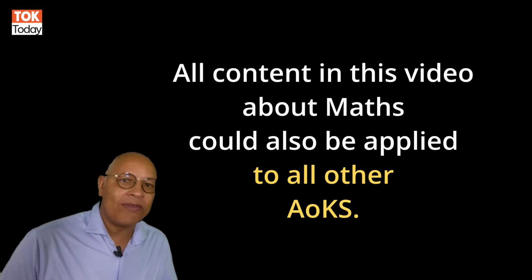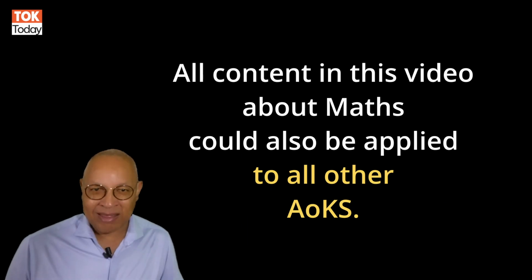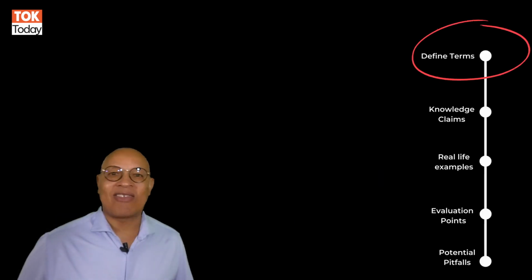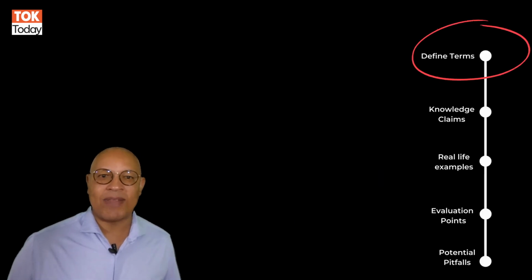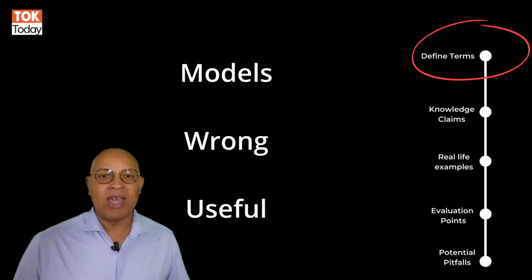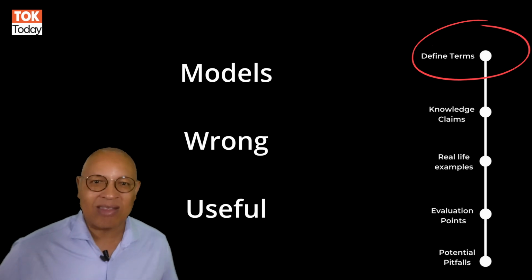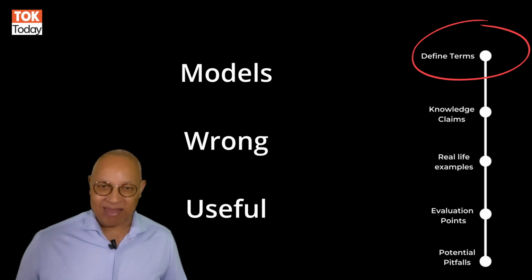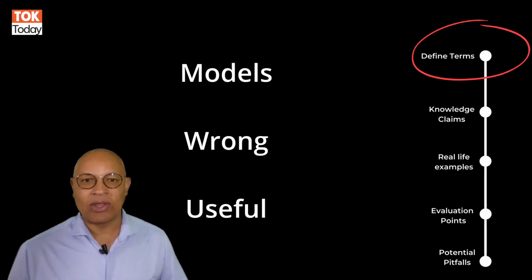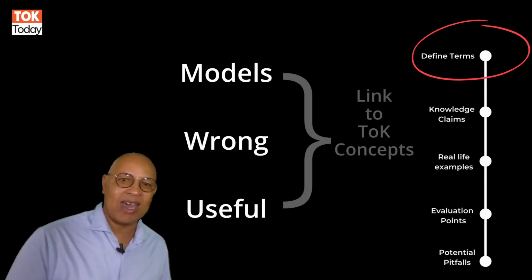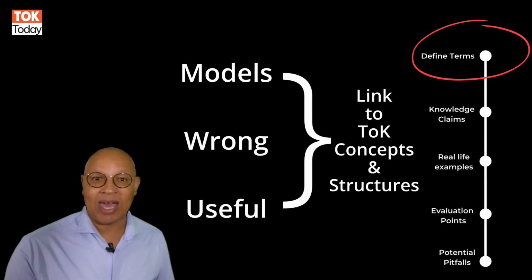Secondly, all of the content that I present here about maths can equally be applied to any other area of knowledge. So let's jump straight in by defining or explaining the key terms: models, wrong, and useful. Obviously there are many different ways to define these terms, but a dictionary definition will probably not be sufficient. Your definition will need to be meaningful in terms of the knowledge claims that you're developing, and it will need to be linked to ToK concepts, and it may be linked to ToK structures.